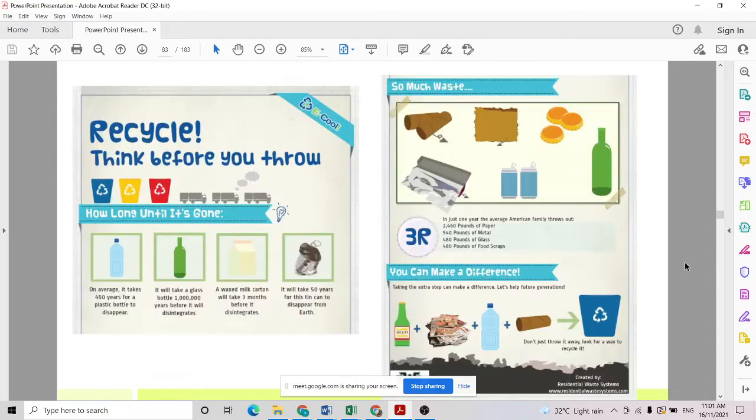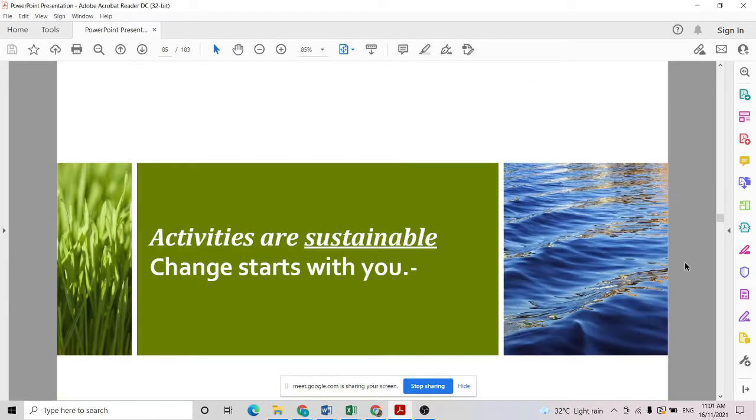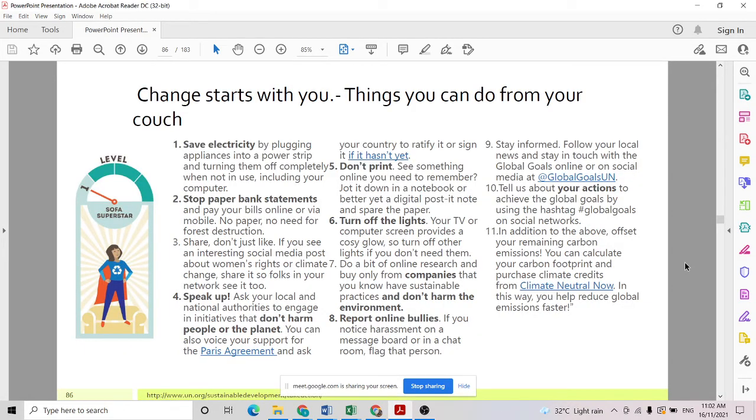So this is some of the posters you can refer to. Recycle, think before you throw. You can go through this poster or pamphlet on activities that are sustainable. The change starts with you. So what you can do, first of all, within your capabilities, is save electricity. If you don't need to use electricity, keep it to the very minimum.